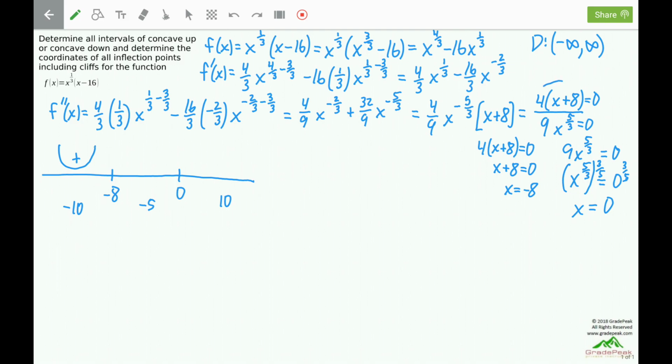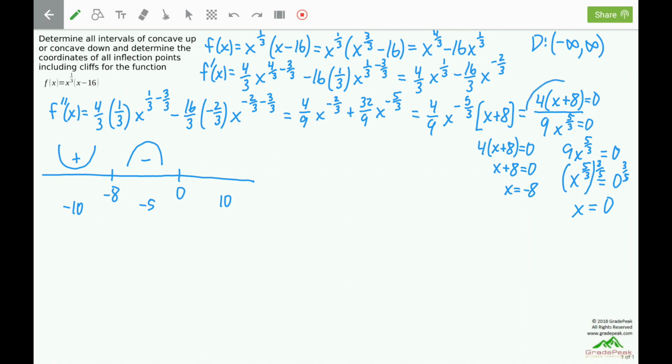We can now plug in -5 into the fully factored version of the second derivative. In the numerator, -5 plus 8 is a positive number, times the 4 is still positive. In the denominator, a negative number to a 5/3, an odd root and an odd power, will be a negative, and then times the 9 will still be negative. We have a positive over a negative, which is negative. We have a negative second derivative, which corresponds to concave down.